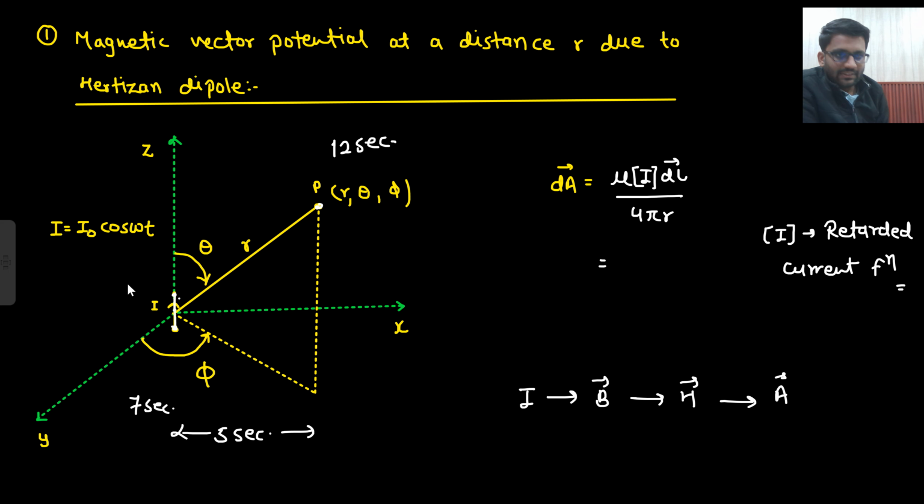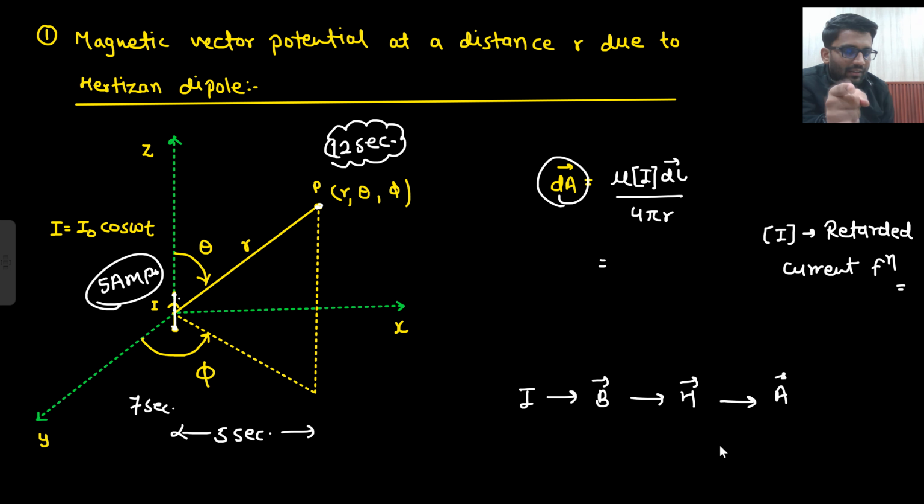Now at 7 seconds, let's just say the current here was 5 ampere. So at 12 seconds, you are having the value of A because of the current at 7 seconds. Are you getting this point?